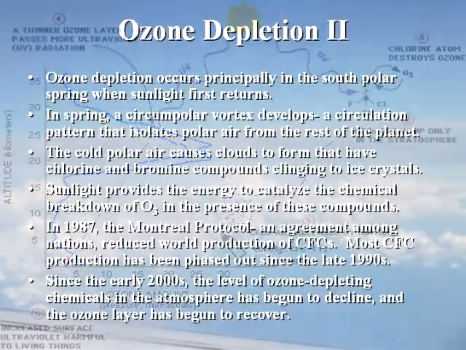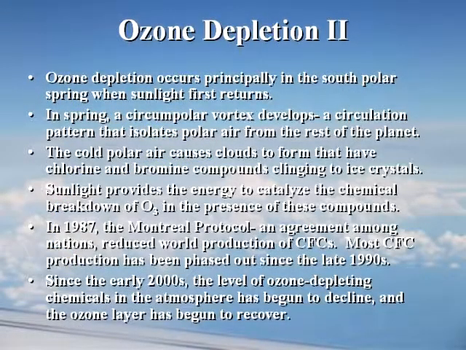Now, ozone depletion over the South Pole is an issue which is rather interesting and worthy of our further discussion. This phenomenon is noted in the South Polar Spring, when sunlight first returns to that part of the planet. Now, in spring, you have atmospheric patterns developing called a circumpolar vortex, which is a circulation pattern that isolates polar air from the rest of the planet.